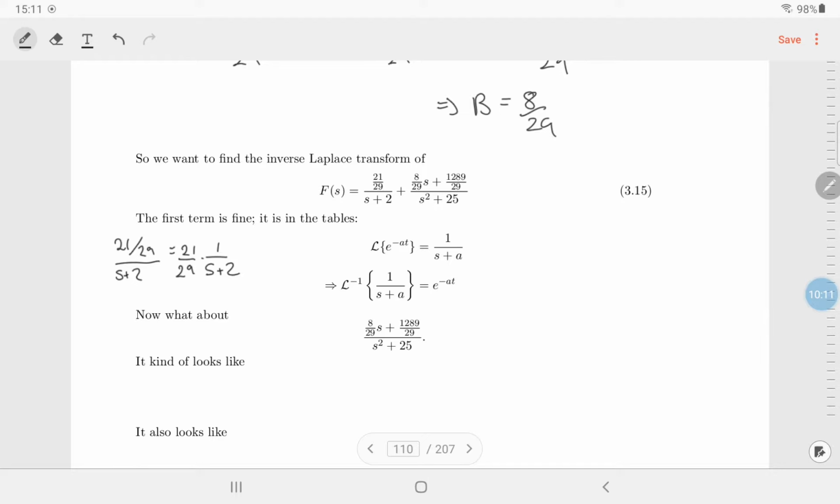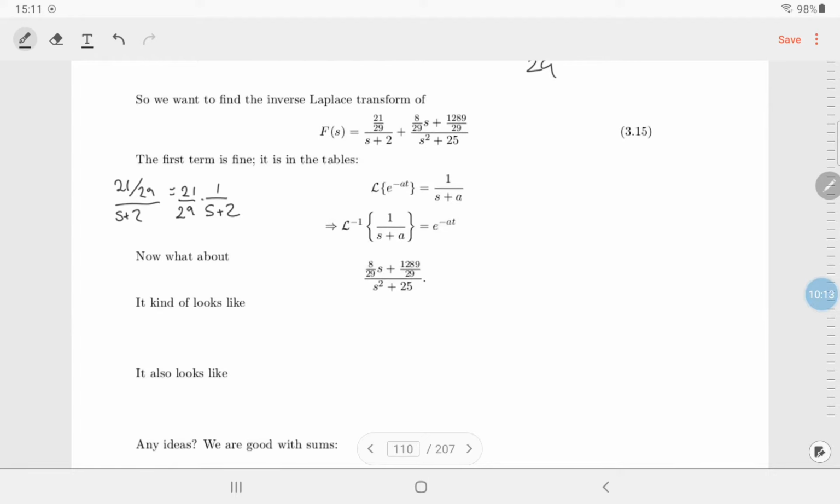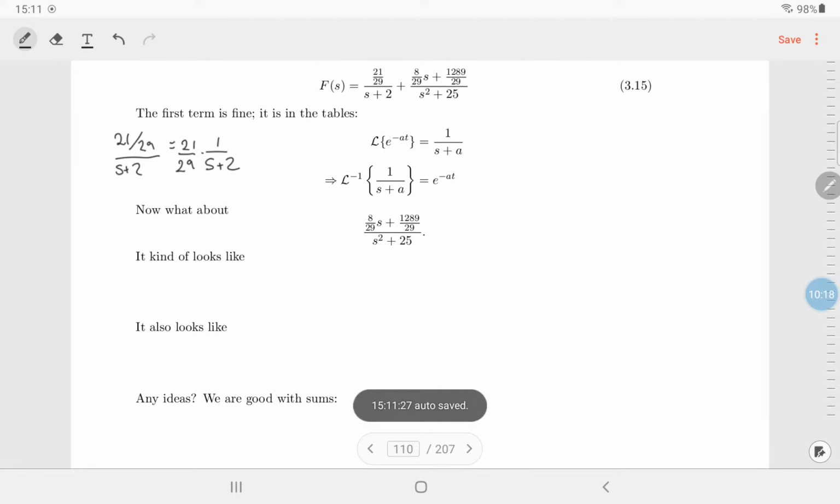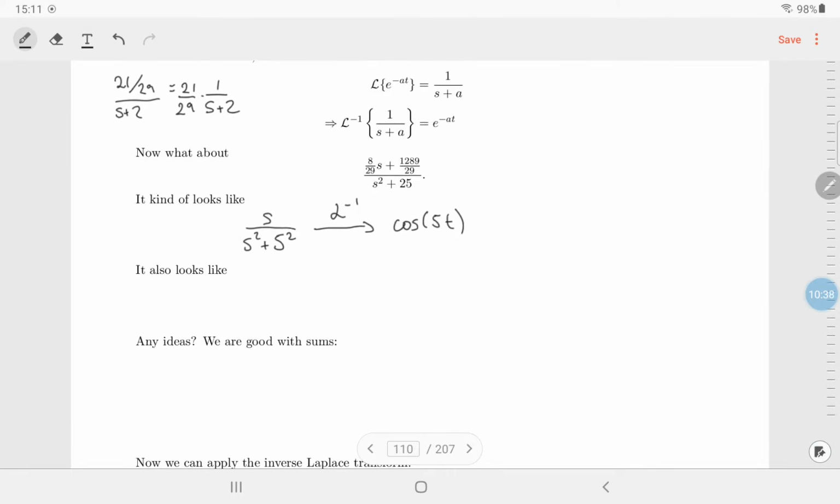Now the other one is a little bit messier, this yoke. It kind of looks like you've got an s going on, so it looks like s over s squared plus omega squared. And in fact, we can maybe at this point already say that the 25 is 5 squared, which would go back to cos 5t. So it looks a little bit like cos 5t. It also looks a little bit like, let's be 5.